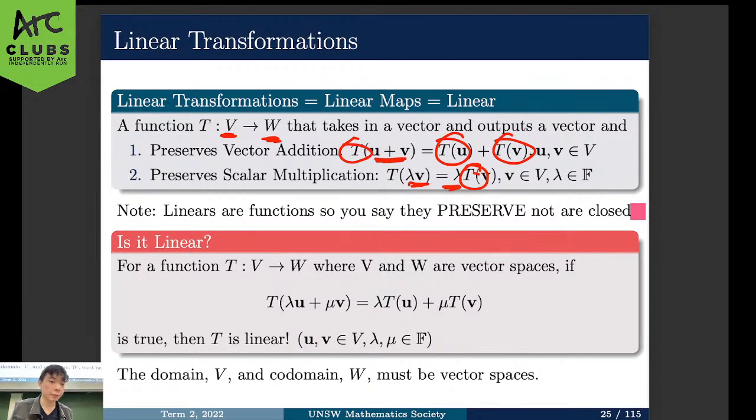So we also say that linear maps are functions, so they preserve, and they're not closed. That's mainly because closure is under a set. And how do we prove that it's a linear map? Essentially, to prove that it's a linear map, we prove that this is true.